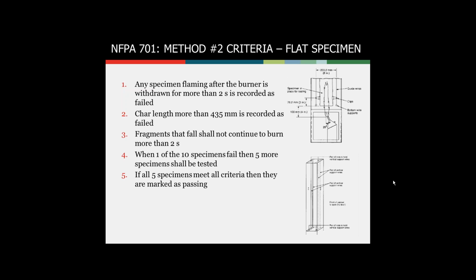A retest of the material is conducted if only one specimen does not meet the test criteria. 5 new specimens are tested and all must meet the test criteria.